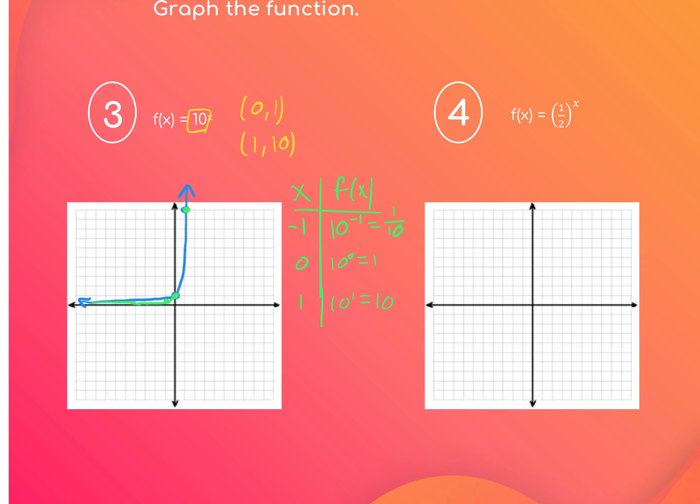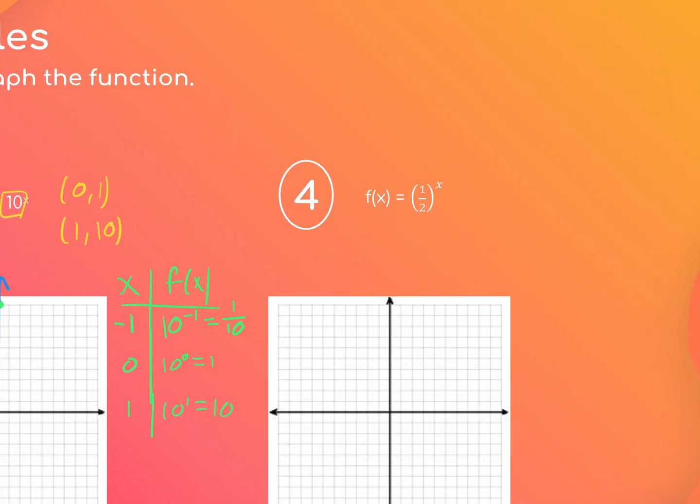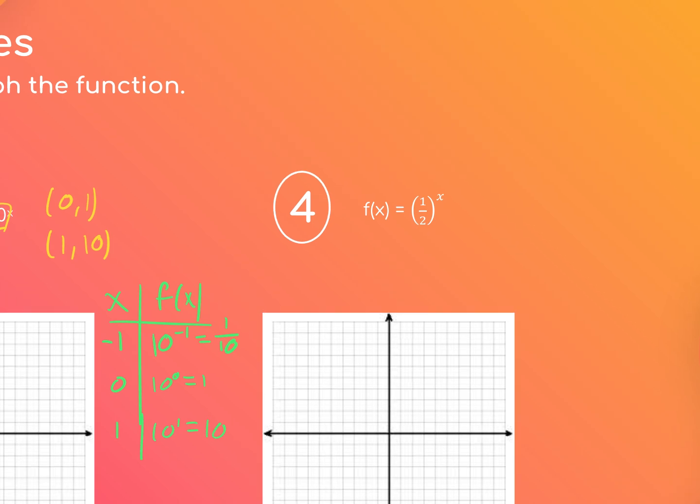Notice that your base now is 1/2. Typically, at least in these first 3 examples, we've only done bases that are bigger than 1. Remember, there's 2 main types of exponential functions. There's a growth and a decay. And in a growth, your base is bigger than 1. But in a decay, your base is between 0 and 1.